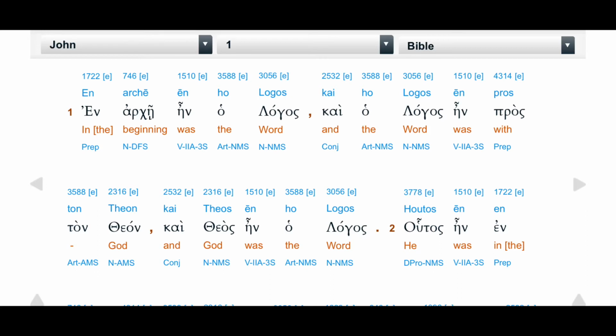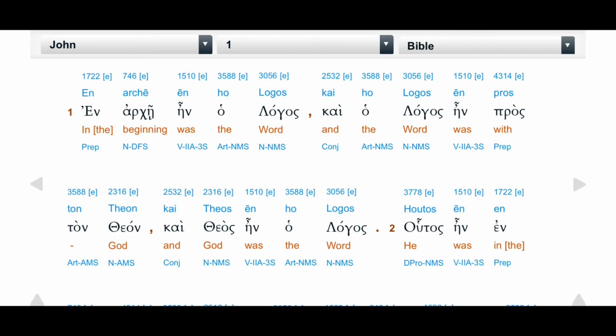In means in. Archi, beginning. In, was. O logos, the Word. Ke o logos in proston theon. And the Word was with God. Ke, and. O logos, the Word. In proston theon, was with God.